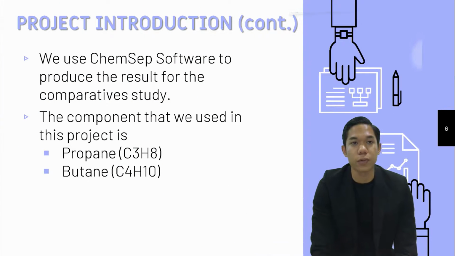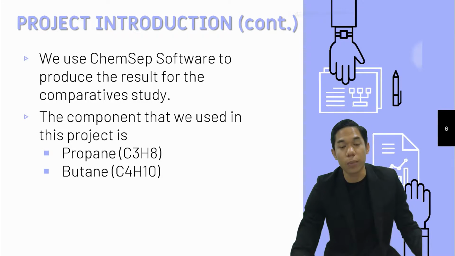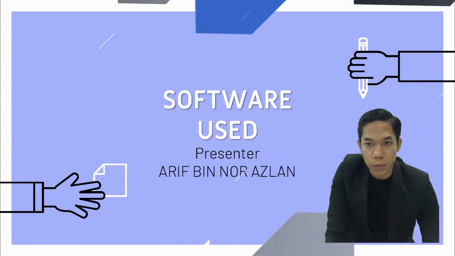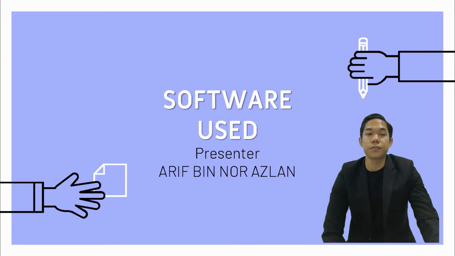We use ChemSet software to produce the results of the comparative study. The components that we use in this project are propane, that is C3H8, and butane, that is C4H10. For the software usage, firstly, ChemSet.